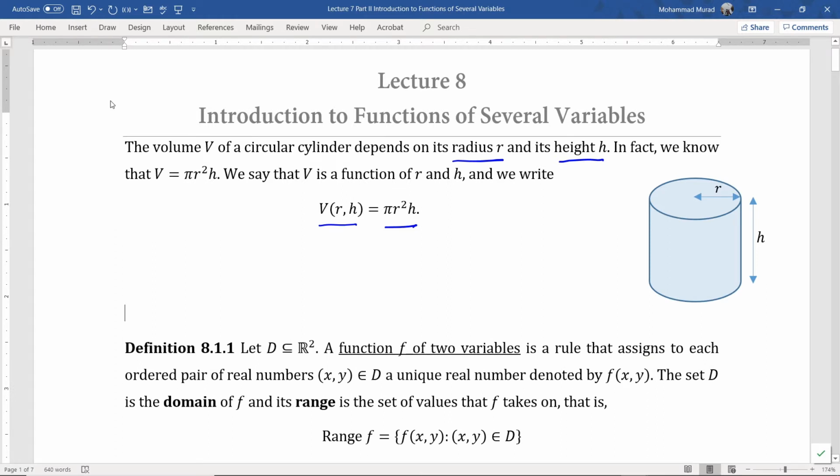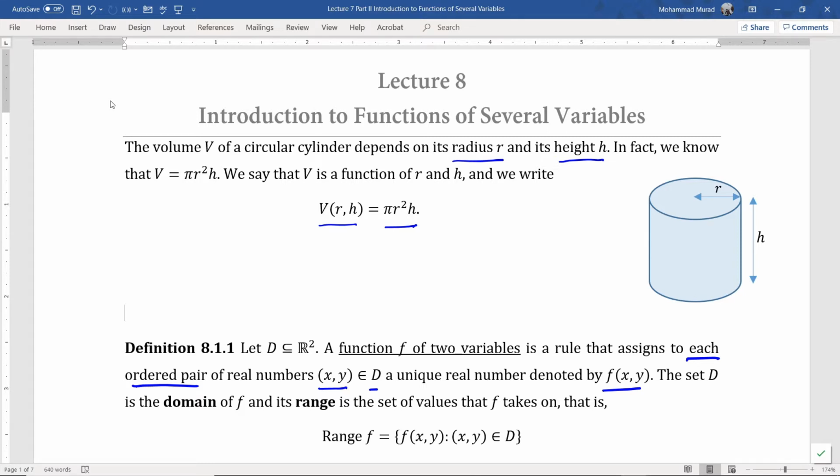Definition. Let D be a subset of R2 space. A function f of 2 variables is a rule that assigns to each ordered pair of real numbers x comma y in the set D a unique real number denoted by f of x comma y.